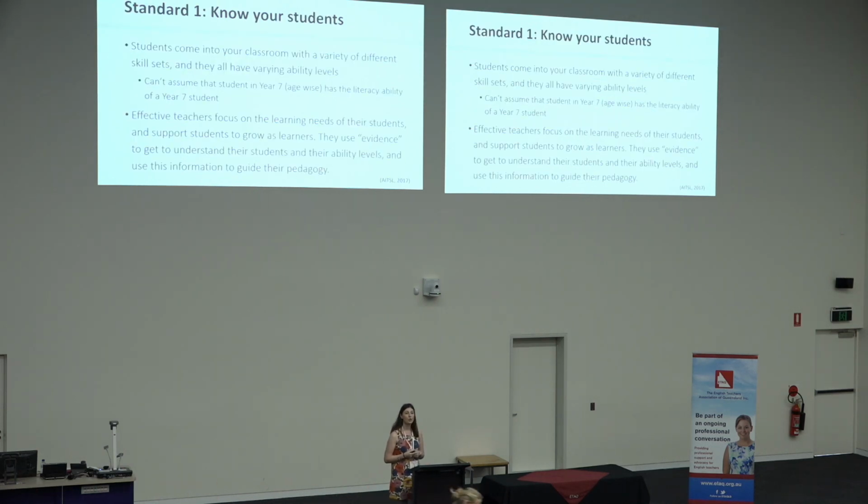Students come into your classroom with a variety of different skill sets and a variety of different literacy abilities. So for instance, in my Year 7 class, you can't really assume that all students come in with the literacy ability of a Year 7 student. I've got quite a lot of my students who are working at Year 3, 4 level, and I've also got a few students who are working at Year 9 and 10. So we need to accommodate a variety of different learners just in that one classroom alone.